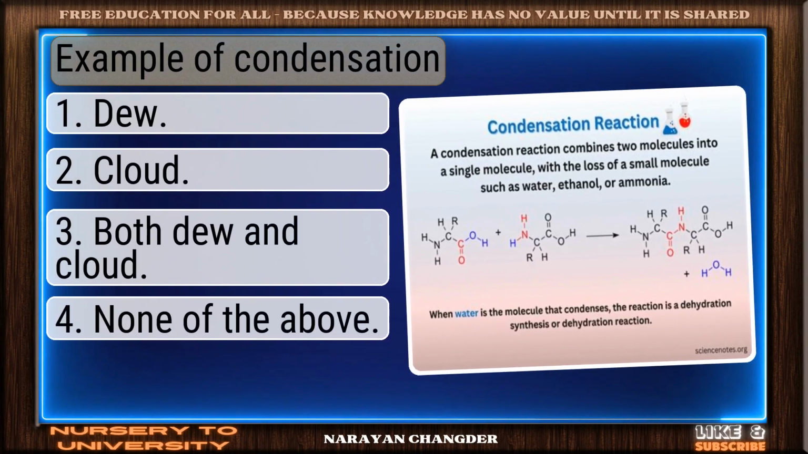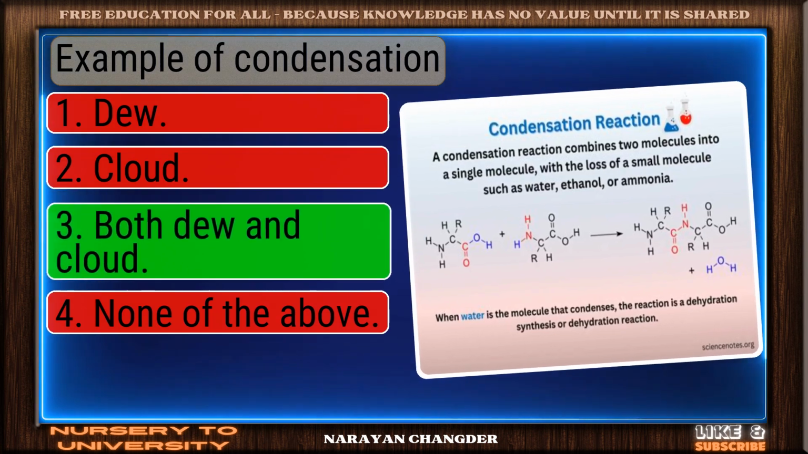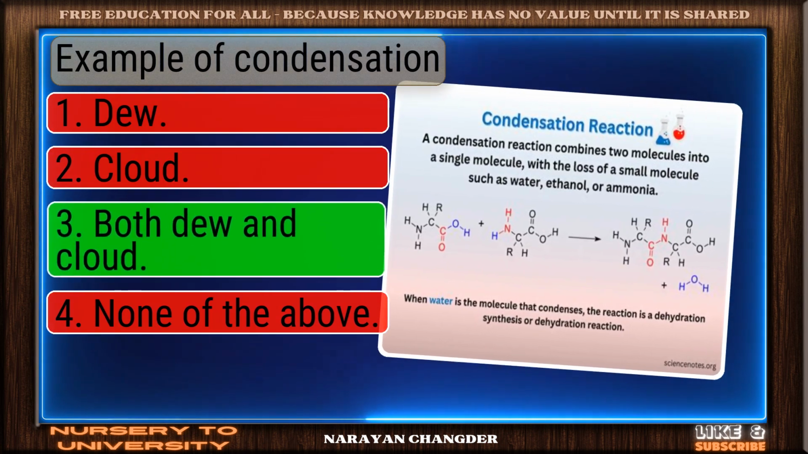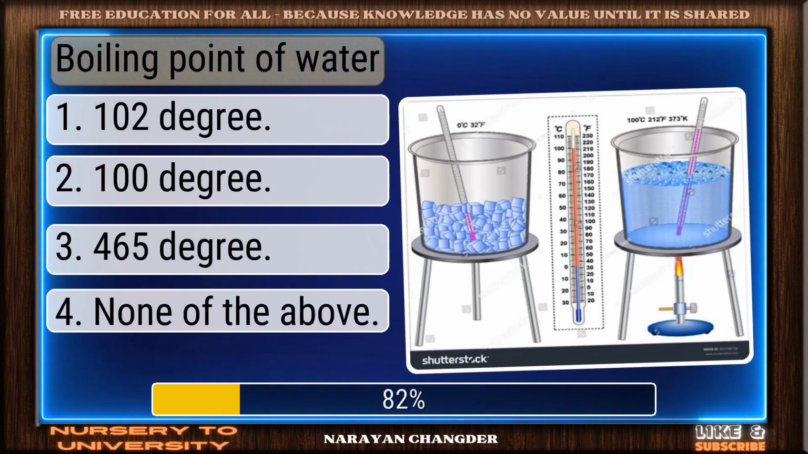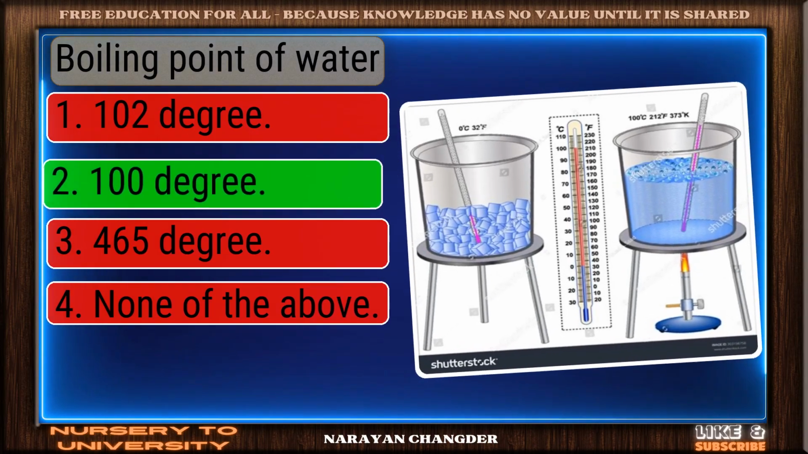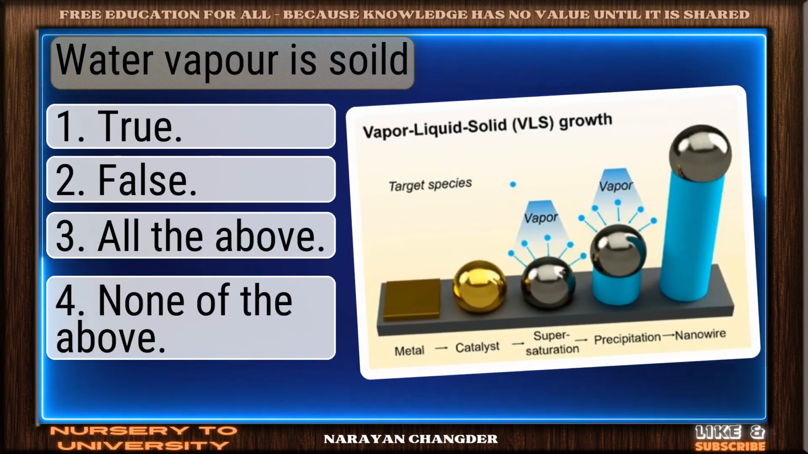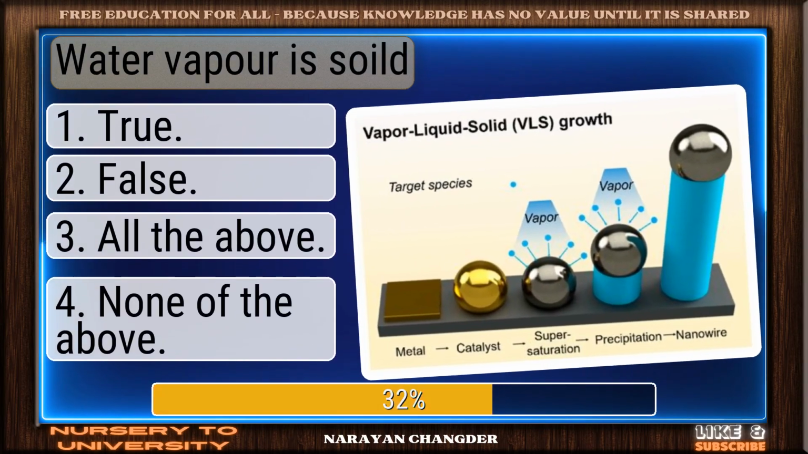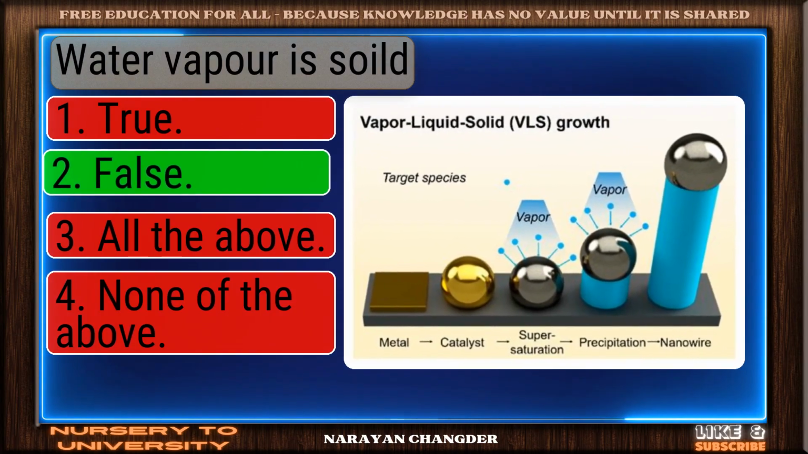Example of condensation. Nice work. You chose both dew and cloud, and it is correct. Boiling point of water. Well picked. 100 degrees is the correct answer. Water vapor is soiled. Valid point. False is true.